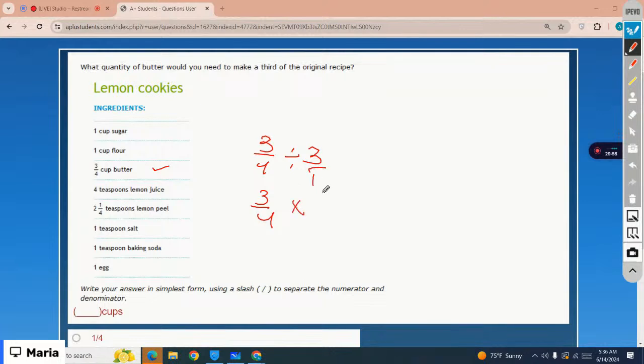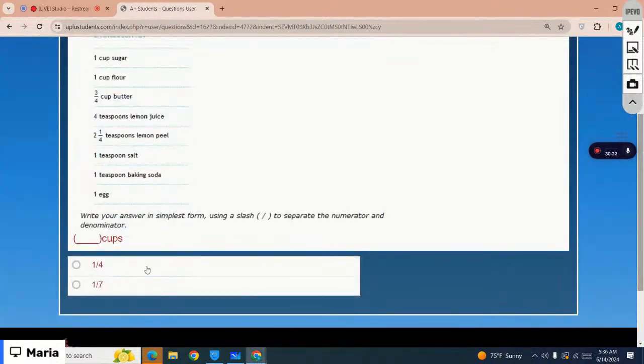Convert the division to multiplication and then reciprocal. So that would be 3 times 3 is 1. So that means if you make the third of the original recipe, you have to use 1/4 cup of the butter. Got it? The correct option is 1 over 4. Option number 1 is the correct option.